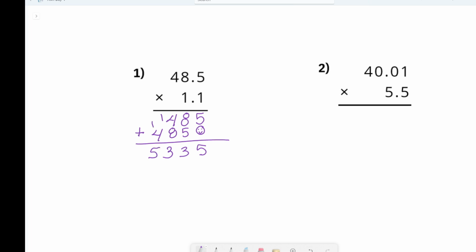And now we add in our decimal. To know where our decimal point goes, we go up to our problem and we count how many digits are behind a decimal. So how many digits are on the right side of the decimal all together. On this number we have 1, on this number we have 1, with a total of 2. So that means we're going to start here at the end of our number, and we're going to hop up 2 places, and that's where our decimal goes. So our final answer is 53 and 35 hundredths.